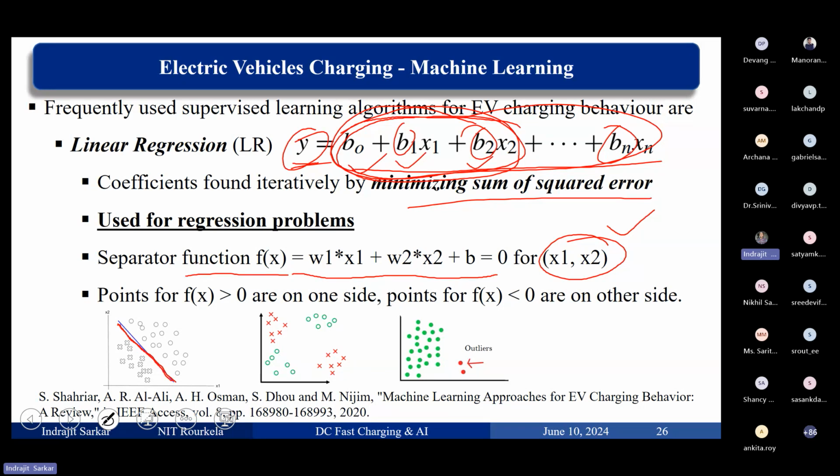When it is on the other side, f(x) greater than 0 on one side, f(x) less than 0 on the other side. So if you know the separator function, then based on that you can classify the data set, and the data set should be a linearly separable data set. Here you can see it is not linearly separable. It is not feasible to separate out or classify between the two sets of data. Now the problem is, if you have outliers, you cannot fit this into the data set. This is the problem.